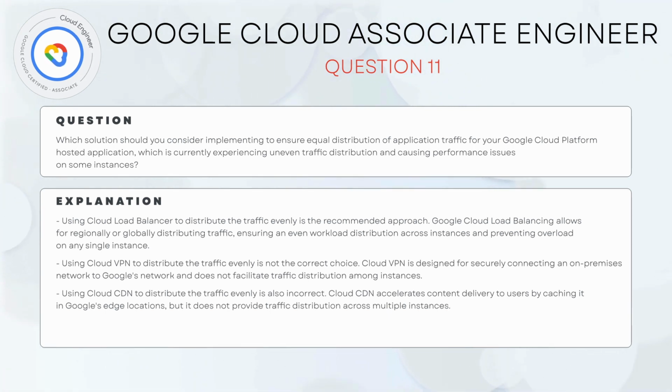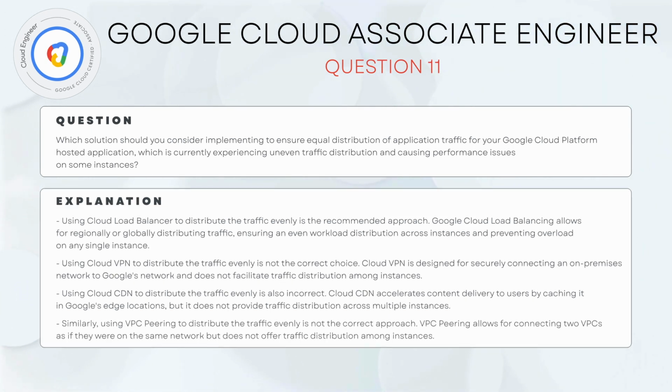Cloud CDN accelerates content delivery to users by caching it in Google's edge locations, but it does not provide traffic distribution across multiple instances. Similarly, using VPC peering to distribute the traffic evenly is not the correct approach. VPC peering allows for connecting two VPCs as if they were on the same network, but does not offer traffic distribution among instances.